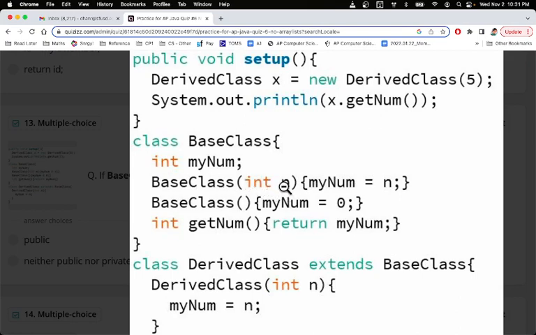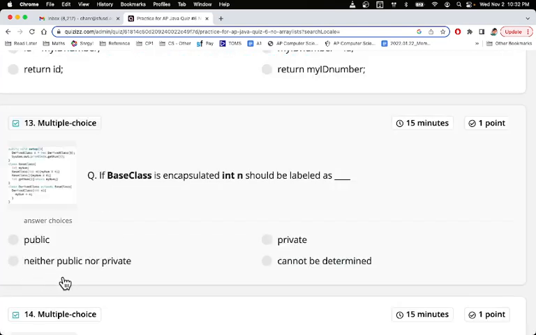And in this case, we have a local variable. Local variables are never declared public or private. This is the neither category. So that is the correct answer here. Since int n is a local variable, a parameter, it doesn't need to be labeled, it shouldn't be labeled public or private.